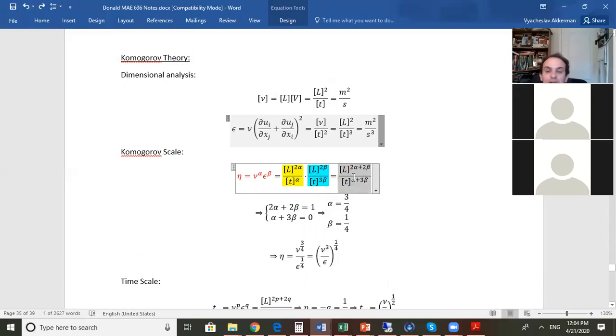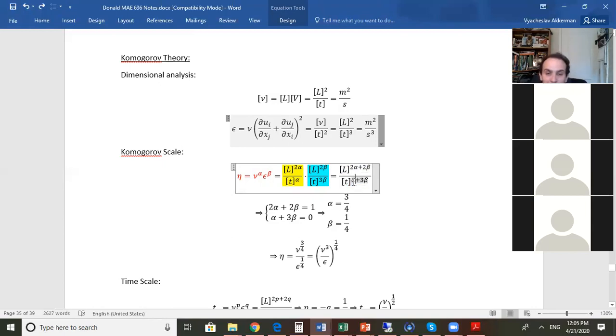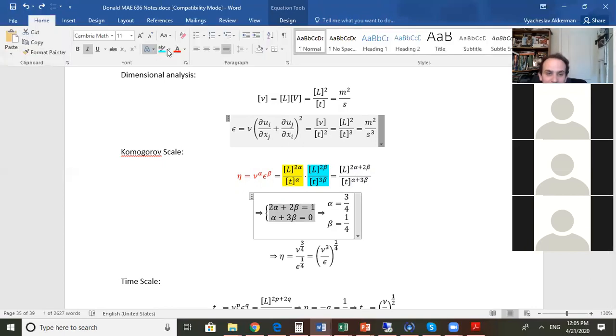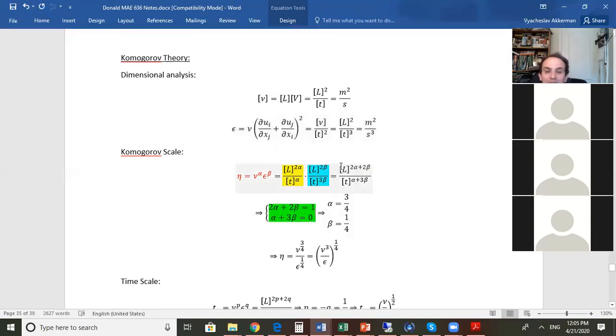Now, what is this? I have length to the power 2 alpha plus 2 beta, and time to the power minus alpha minus 3 beta. Okay? And that is what? That is the Kolmogorov scale. It's a length scale, correct? So what does it mean that it is a length scale? It means that at the end I should have length to the power 1, and time to the power 0. Time should drop out. I will have this expression and this one. Do you agree with this? It's dimensional analysis. So this combination should give me length to the power 1 and time to the power 0.